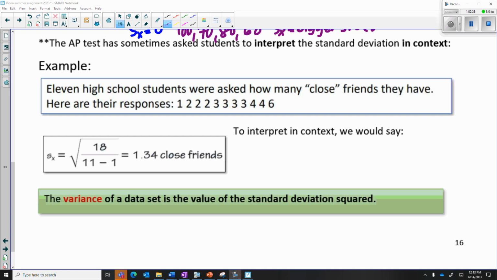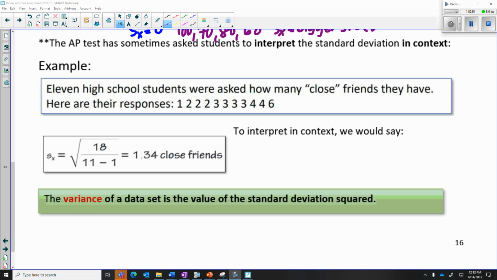So on the AP test, a few times they have asked kids to interpret what the standard deviation means in the context of the problem. So here's an example. 11 high school students were asked how many close friends they have. Here are their responses: 1, 2, 2, 2, 2, 3, 3, 4, 4, 4, 6. To interpret in context, what would we say?